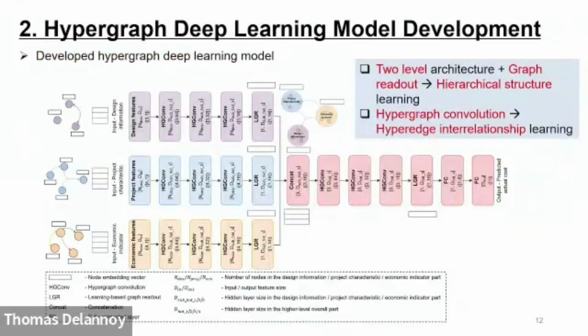Correspondingly, we developed this hypergraph deep learning model. We first have a two-level architecture and a graph readout operation to deal with the hierarchical learning. In the first level, we have three branches corresponding to three sub-hypergraphs. Then after the graph readout operation, we produce representative inputs for the three higher level nodes. Then at the second level, we have another branch to take these three higher level nodes as inputs to output the construction cost. Inside each branch, we integrate the hypergraph convolution layers to have the hyperedge learning for the consideration of the interaction between multiple nodes through the hyperedges.